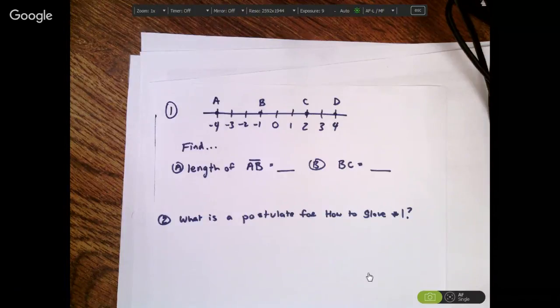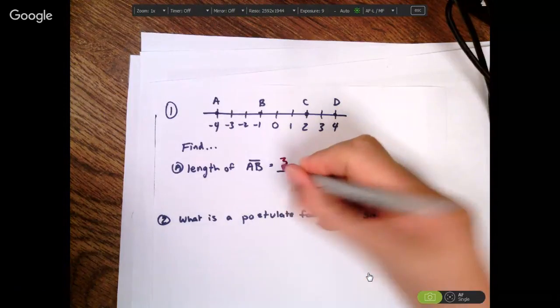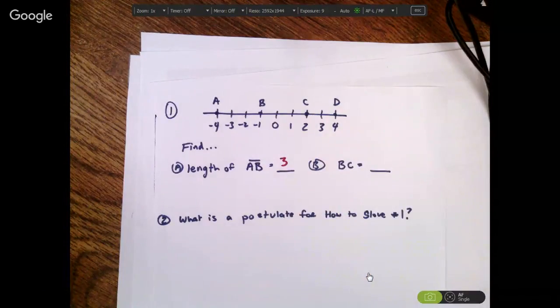First of all, what's the answer to A? Do we know? Part A here, length of AB. Okay, it's definitely 3. And the length of BC, we'll get to that in just a second. Yeah, good question. There is not. Wouldn't that be negative 3? I was just saying, lengths are always positive.